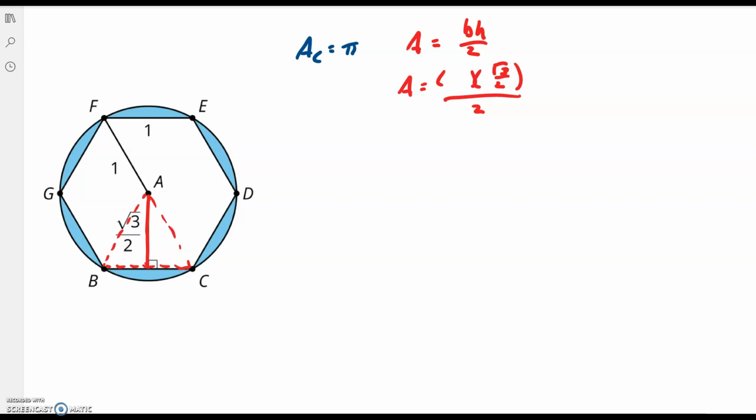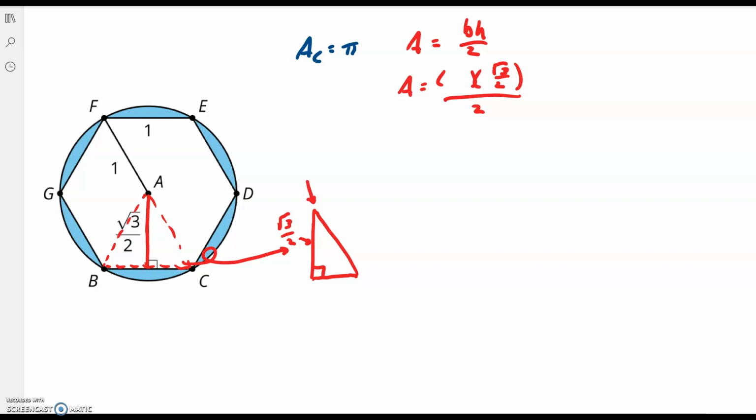So what we need to do is find the length of this base, BC. I'm going to take this triangle and deconstruct it into a right triangle. I know this altitude is the square root of 3 over 2. I know this is a right triangle.